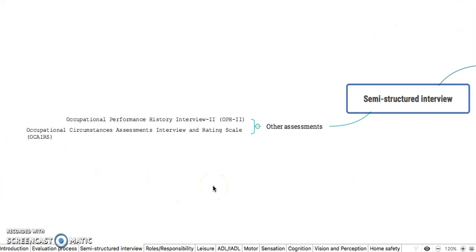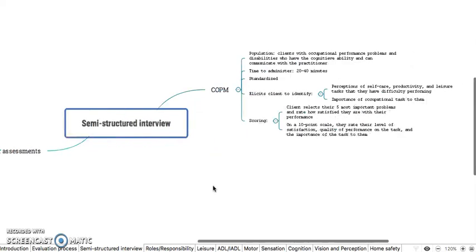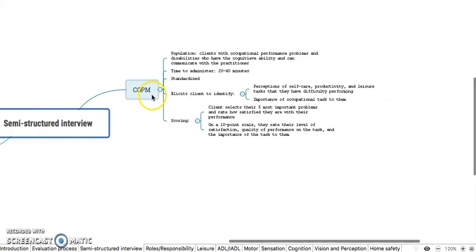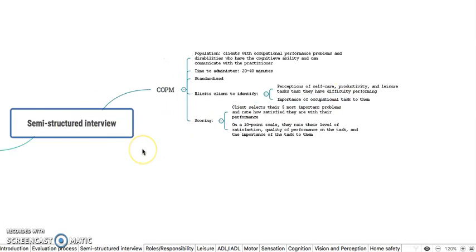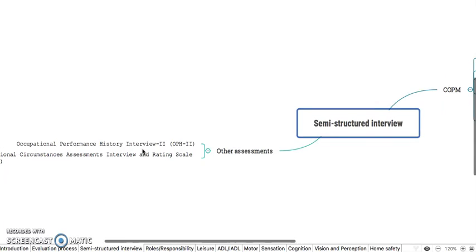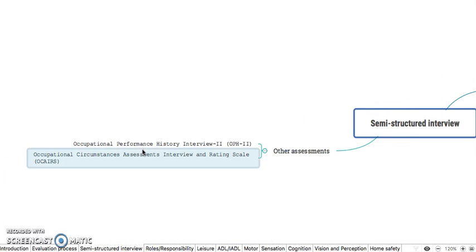Okay, so now I'm going to talk about the semi-structured interview assessments. The main one we covered in class was the COPM, and it just looks at the perceptions of self-care, productivity, and leisure tasks that they have difficulty performing, and also the importance of the tasks to them. And then some other semi-structured interview assessments are the occupational performance history interview and the occupational circumstances assessments interview and rating scale.